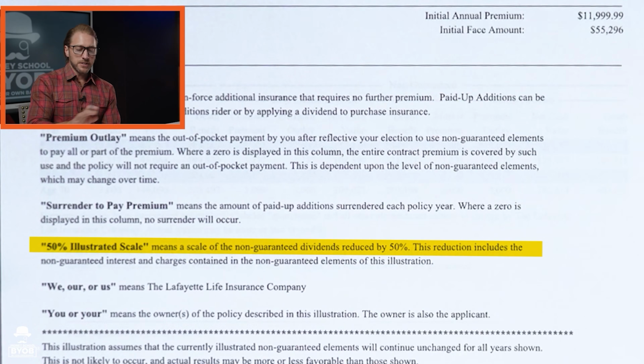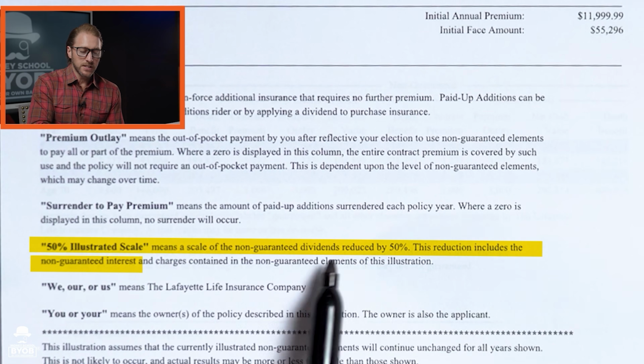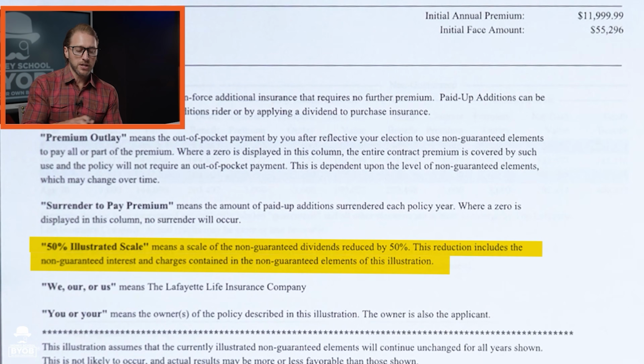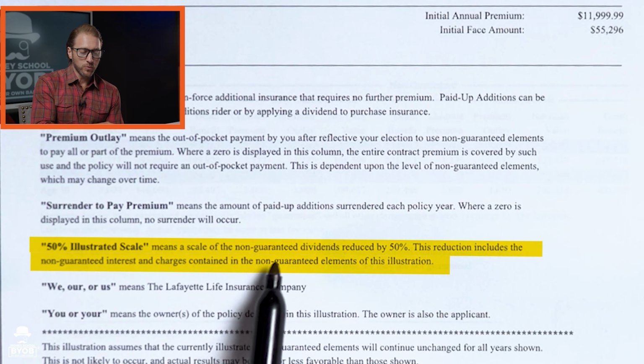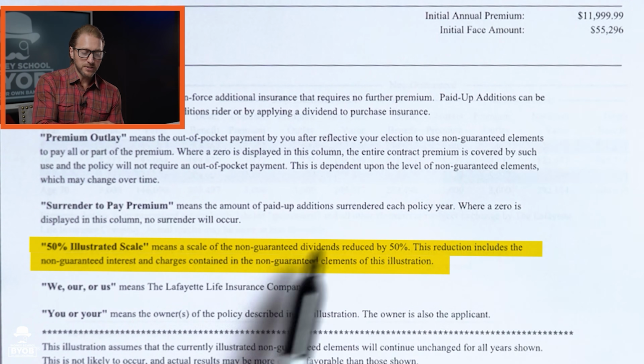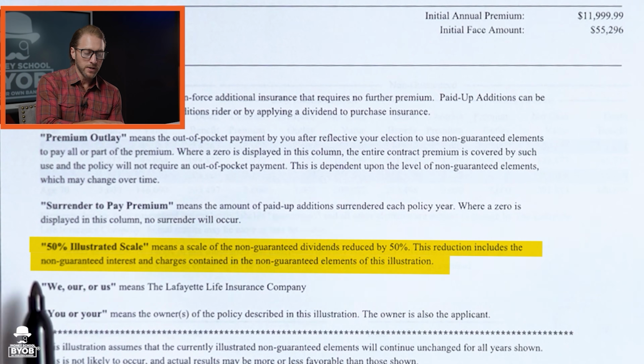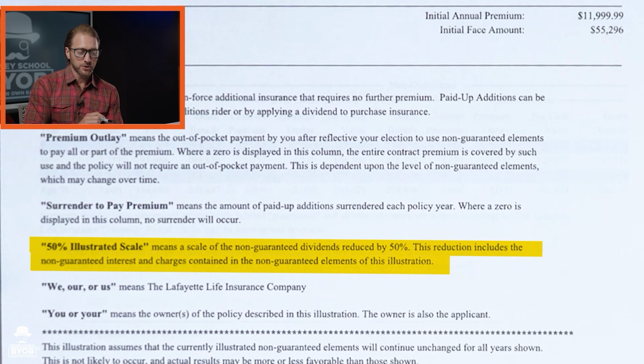50% illustration scale. So this is something that would be the non-guaranteed dividends. Okay, so sometimes, not always, it depends on the state you're in, the insurance company will show you the dividend scale being reduced by 50%. They typically would call that midpoint. On here, they're calling it 50% illustrated scale. And then the rest is just terminology.